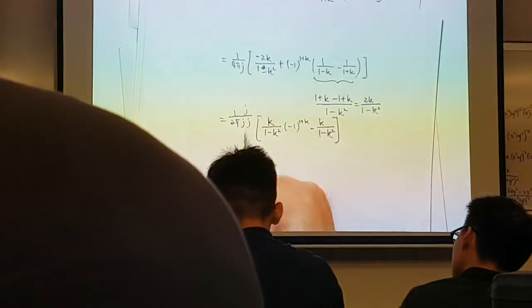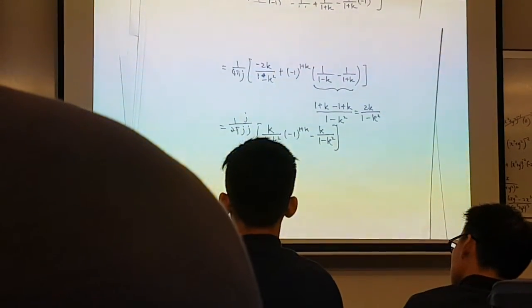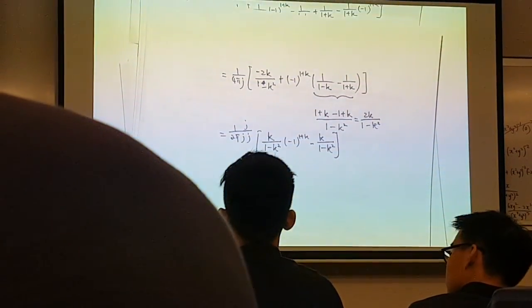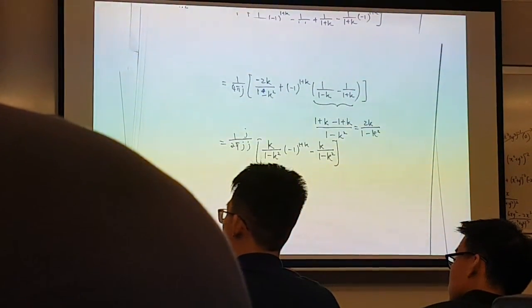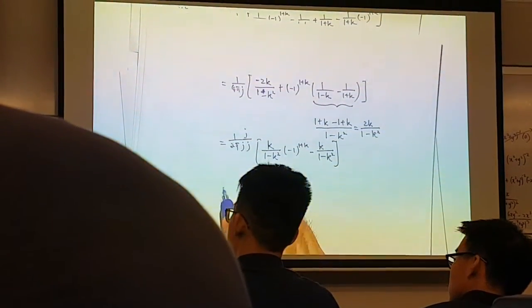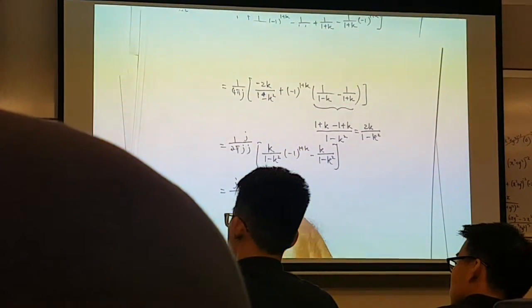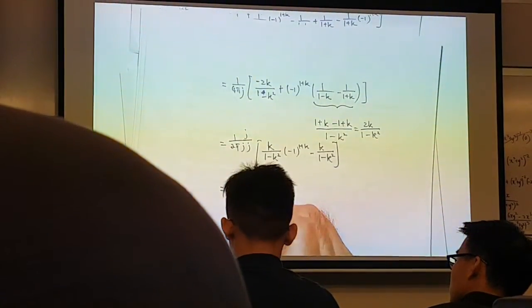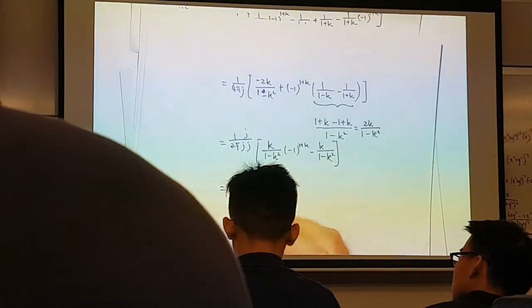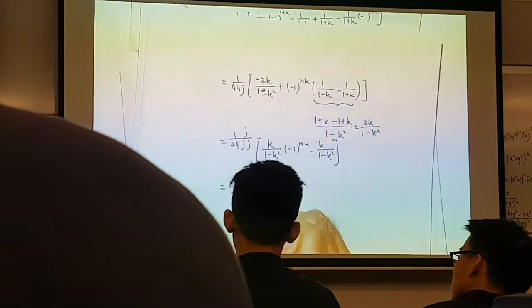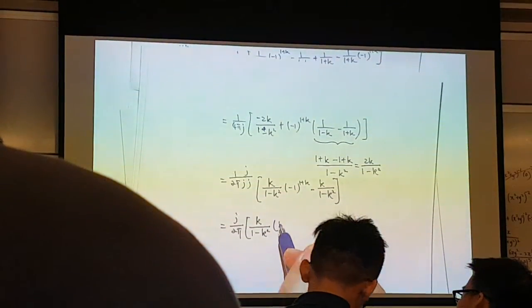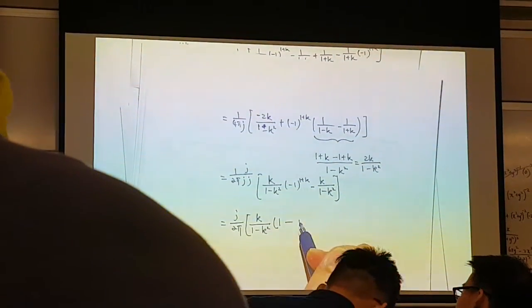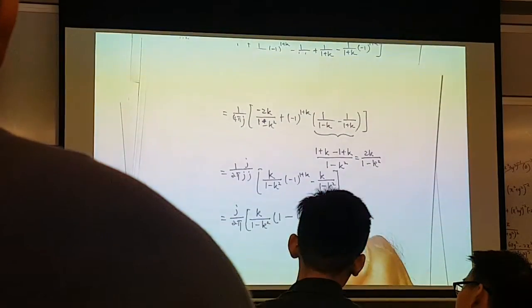But of course, when you try to change the j, if you take j divided by j, multiplying the whole thing, you get j squared. J squared is minus 1. So at the end, you have j divided by 2 pi, and we need to invert the sign. So you get k divided by 1 minus k squared, and this will give you 1 minus 1 raised to the power 1 plus k.